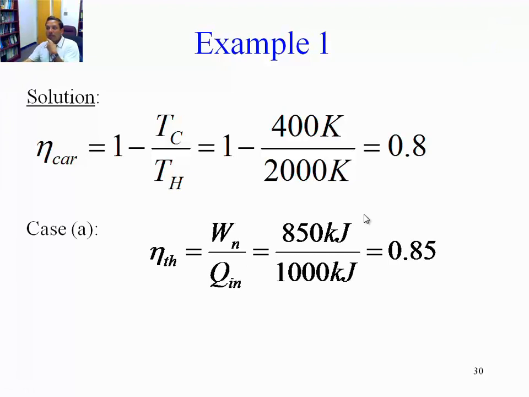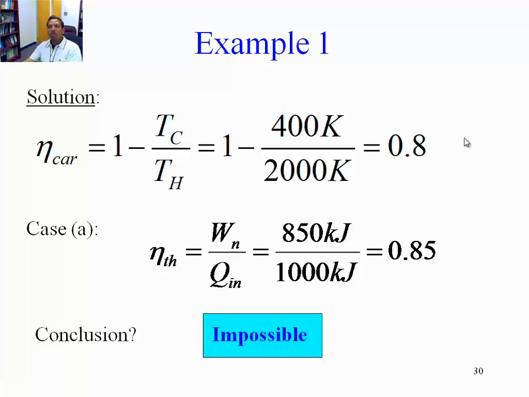In case A, we were given, well, in observations, we were given that the net amount of work that it produces is 850 kilojoules, and the amount of heat that we put into the system is 1,000 kilojoules. So we invest 1,000 kilojoules in energy by burning fuel, and we obtain from the cycle 850. That yields a thermal efficiency of 0.85. Something must have been wrong in these calculations, or this is flawed data, or somebody's lying to us, because it is impossible for a system operating between these two thermal reservoirs to yield an efficiency of 0.85, because the maximum theoretical limit is 0.8. So this is an impossible cycle.